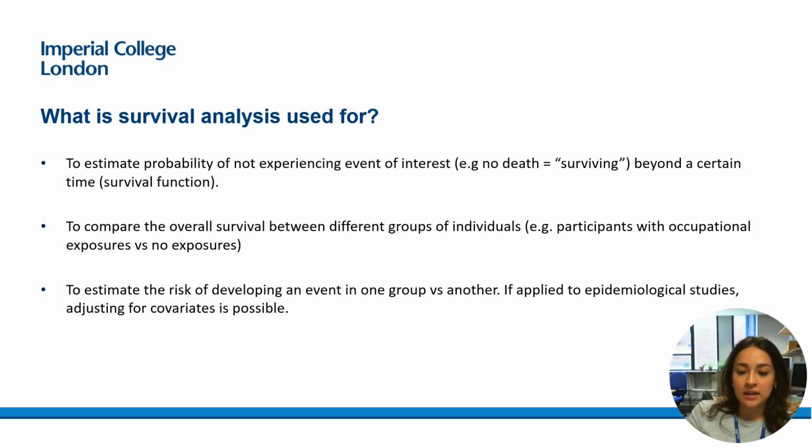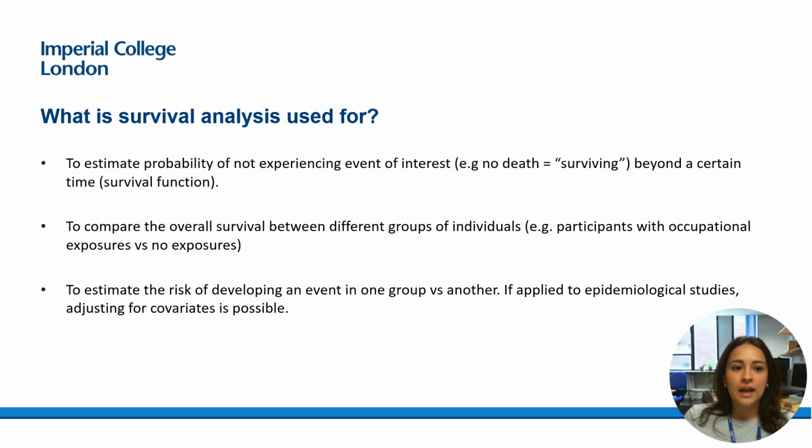However, the event may be a disease or a specific type of death. There's quite a bit of flexibility on what the event may be. And what we say is the probability of these people surviving beyond a certain period of time, and that's what we will refer to as a survival function.